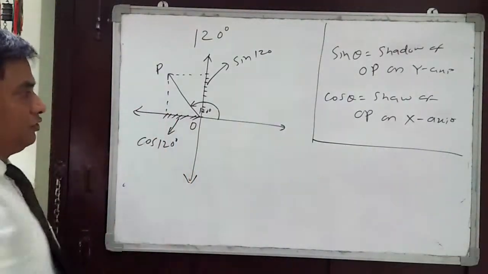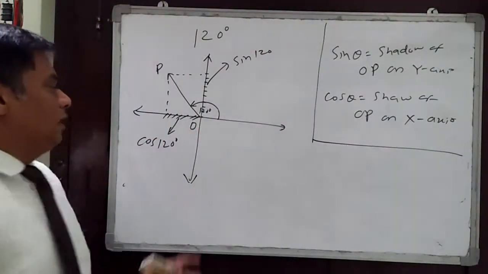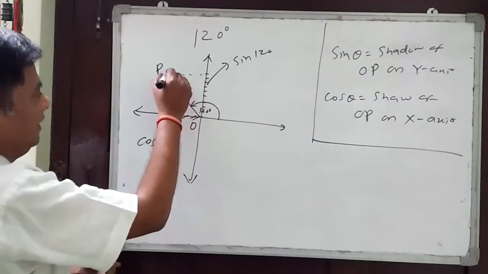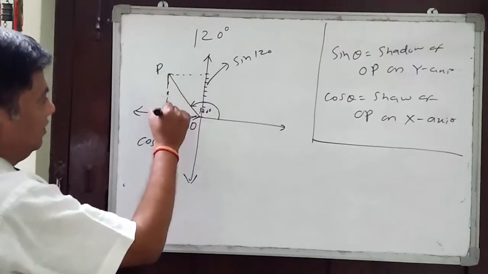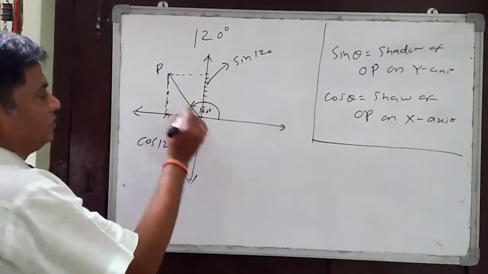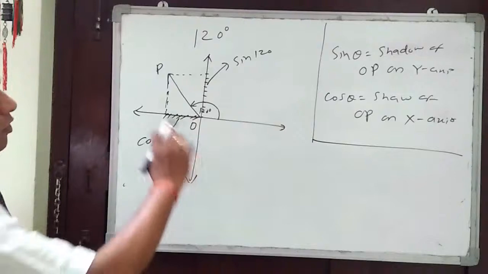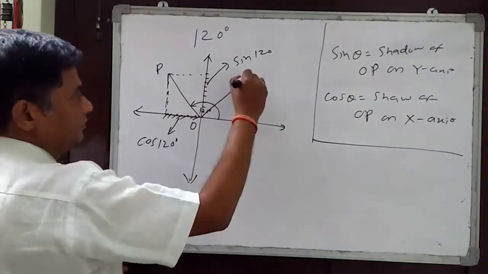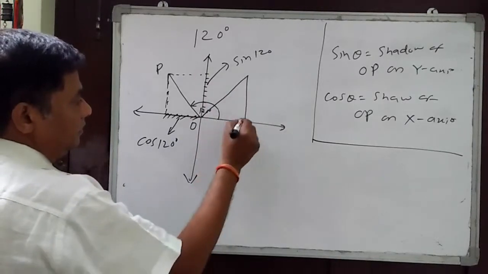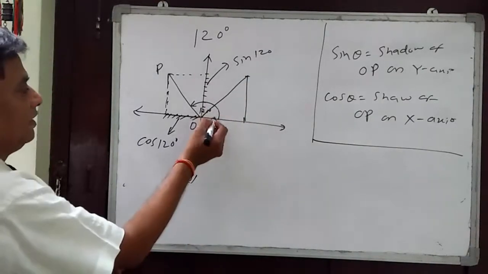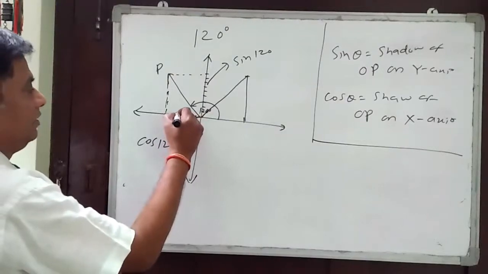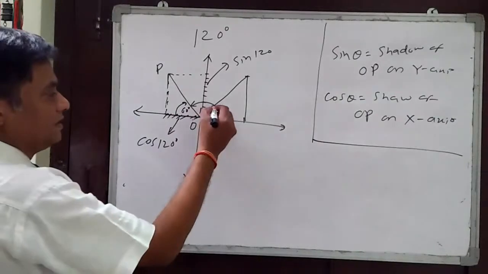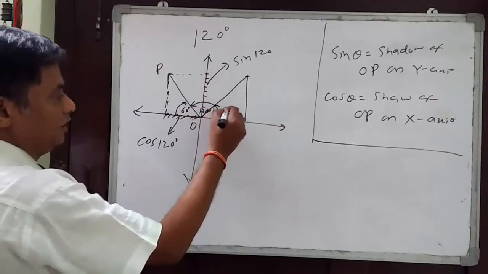Now to get these values, let us first draw a right angle triangle here and let us find its congruent triangle. Let us draw its congruent triangle in the first quadrant. So it will be somewhat like this. Now this angle is 120 degree. Naturally this angle will be 60 degree. This angle will be 60 degree. So we can say this much angle is also 60 degree.